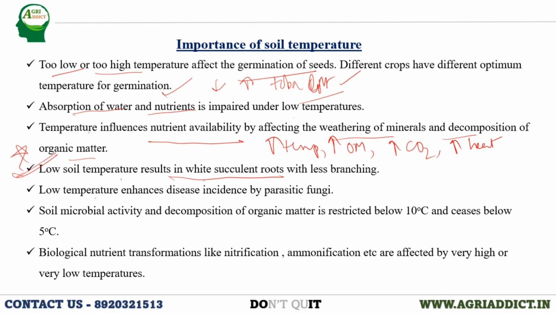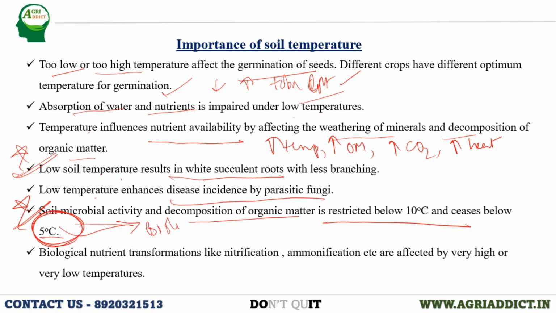This is very important. White succulent roots result from low soil temperature. And low temperature also increases the disease incidence by parasitic fungi. Soil microbial activities and decomposition of organic matter are restricted below 10 degrees centigrade and cease below 5 degrees centigrade. This is very important. The microbial activity ceases below 5 degrees centigrade, and this 5 degrees centigrade is referred to as biological zero. That means, in terms of biological activity, it becomes zero at this particular temperature.